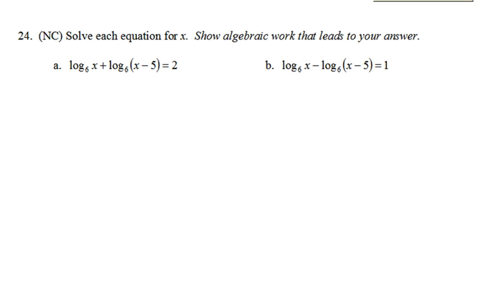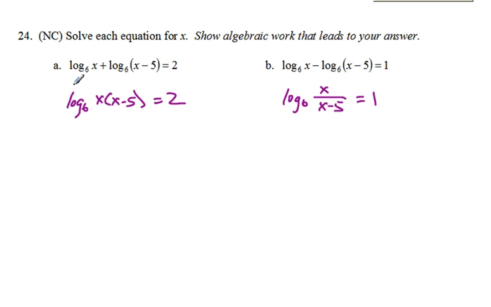Now in these next two, we're going to be using laws of logarithms. Here we're adding 2 logs, and here we're subtracting 2 logs. When we add 2 logs, it turns into multiplication with 1 log. Whereas over here, when we subtract 2 logs, it turns into division with 1 log.